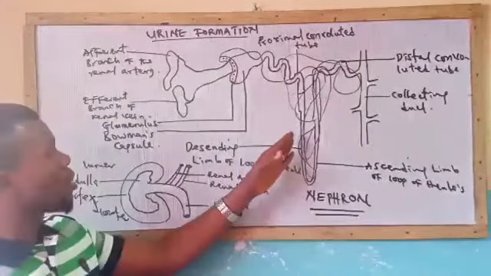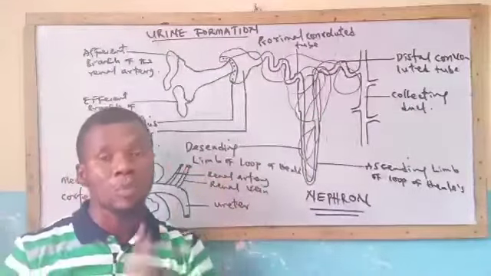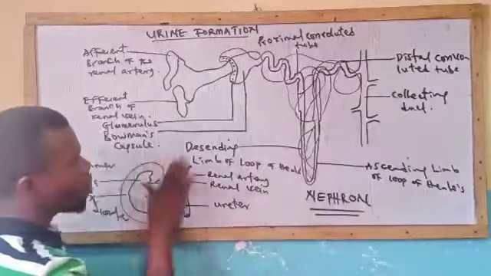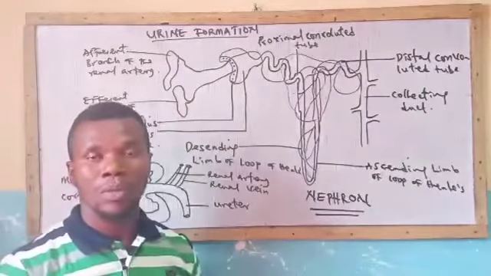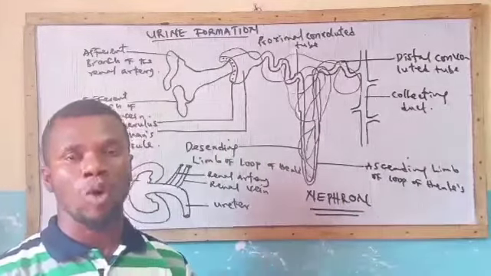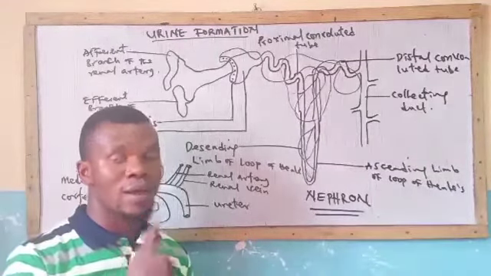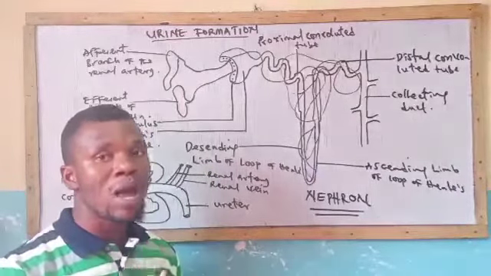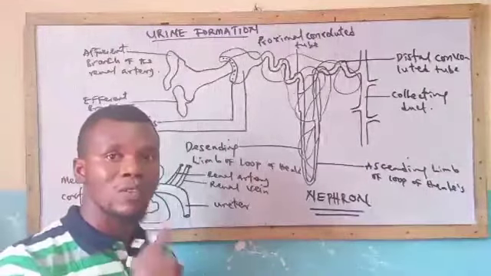Now, this is the nephron, and the nephron carries out the urine process through three major processes. The first one is known as ultrafiltration. The second one is known as selective reabsorption, or call it tubular reabsorption. Then the last one is called tubular secretion.